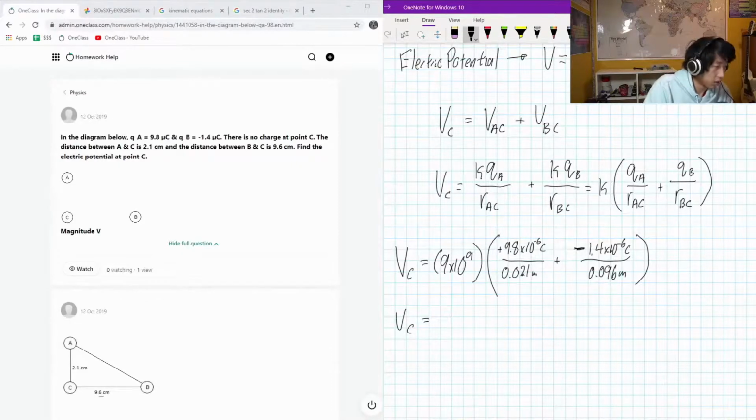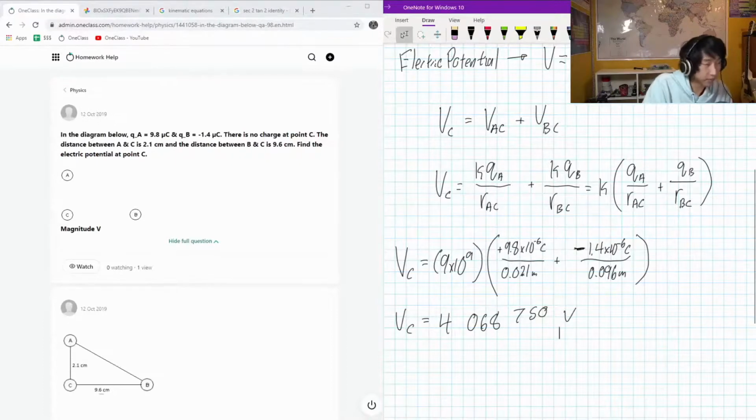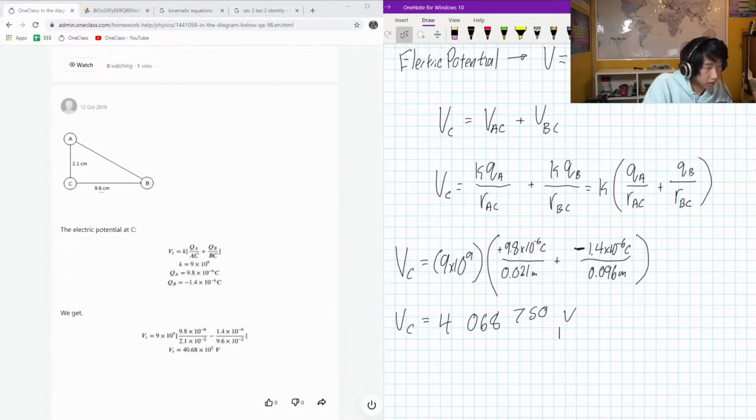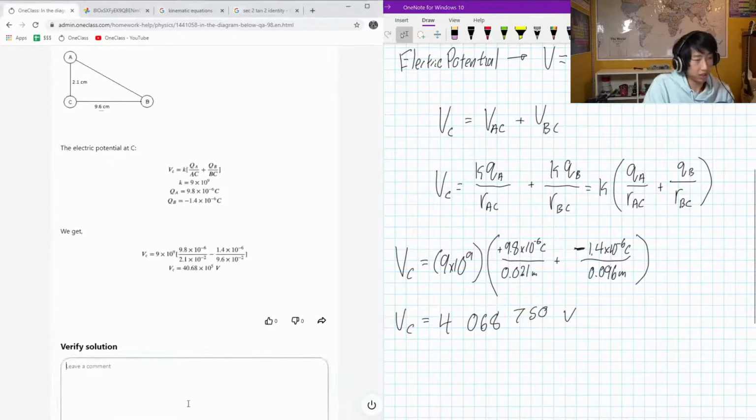It's equal to 4,068,750 volts. So yeah, we got precisely the same calculation here. This is how you do it. The calculation is agreed here, and everything's good. So good job.